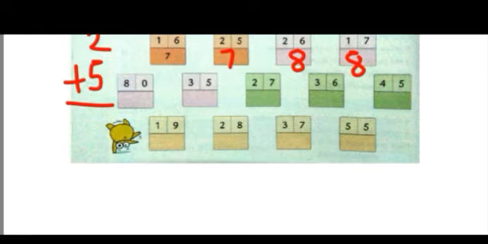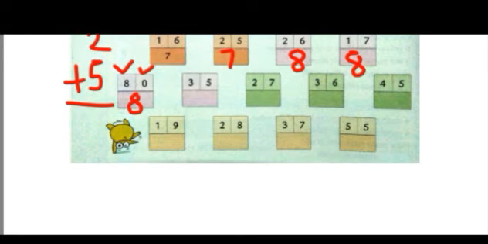Now the first number that is given here is 8 and the next number is 0. As I told you, when 0 is added to any number, it gives the same number. So 8 plus 0 will be the number itself. That means 8. Okay. Moving on to the next one.